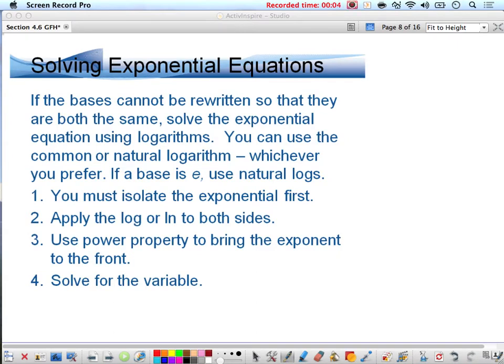Okay, so the question has arisen about what to do if the bases cannot be made equal. So we have an exponential equation and the bases cannot be made equal. This is the method we're going to use. What's the inverse of an exponential? A logarithm, right? So if you can't solve it by dropping the bases, then you can solve it using logarithms.